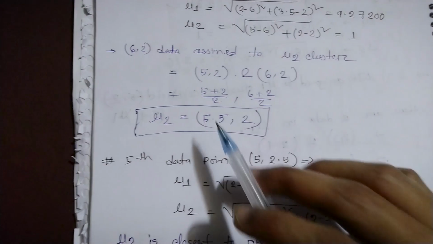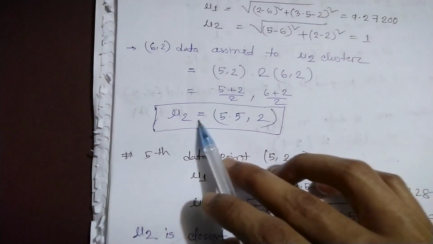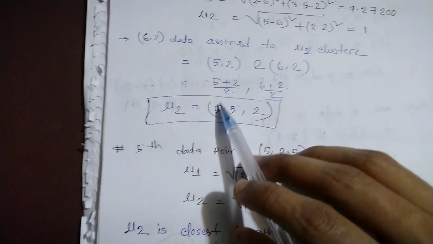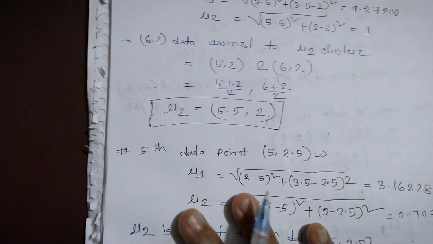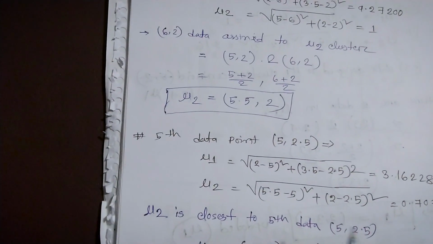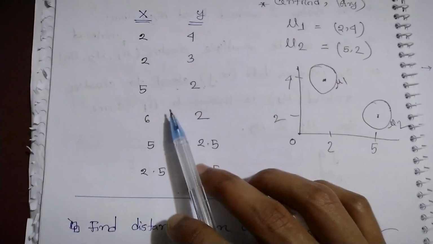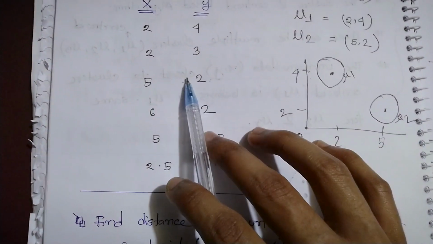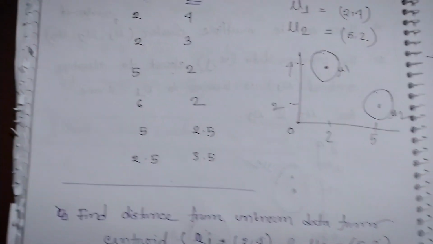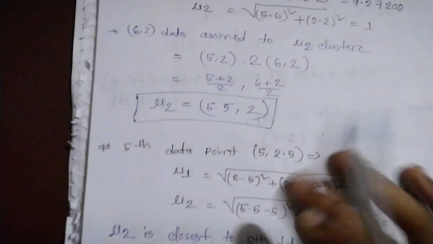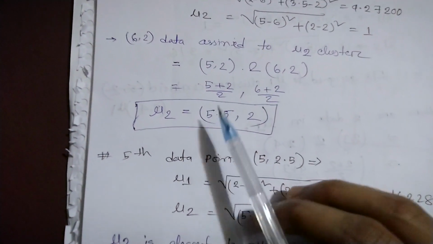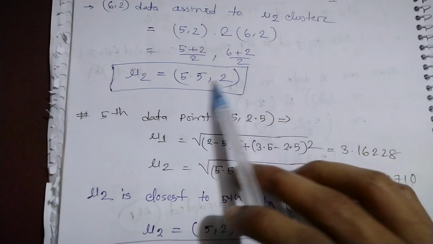Okay, now there are two values, so we just updated mu2. Now mu2 is 5.5 and 2. Now don't make a mistake, because some people will make a mistake here. Some people think that mu2 is still 5 and 2, but actually not, because it is updated. Now it is 5.5 and 2.